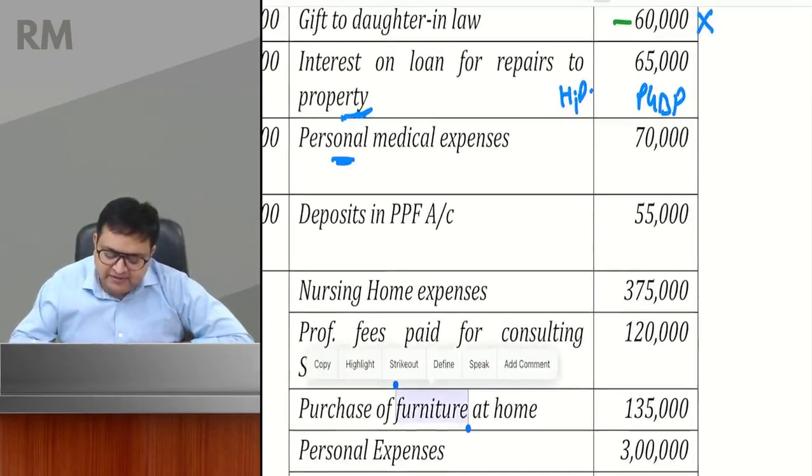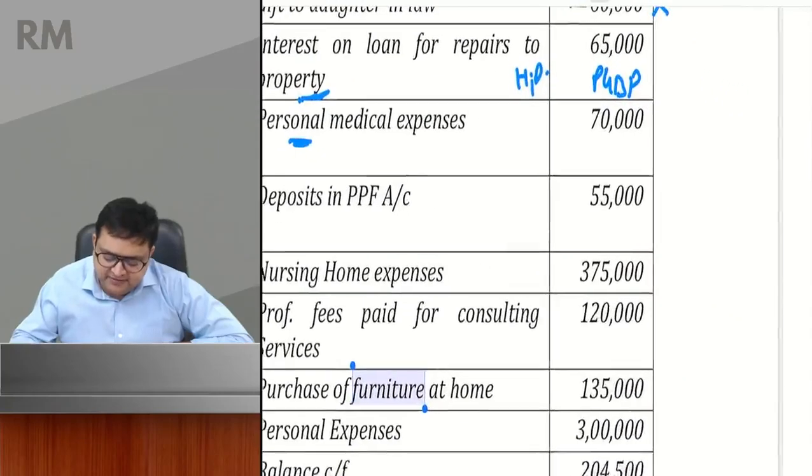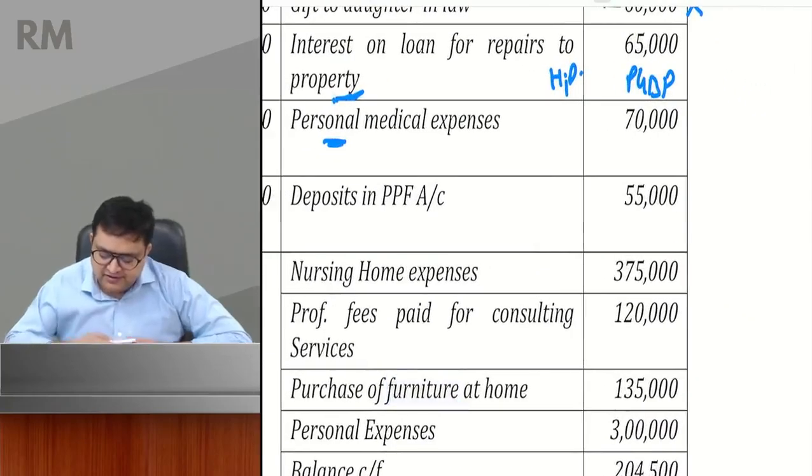Personal medical expenses. Obviously, these are personal expenses. They are specifically telling us we will not consider this.